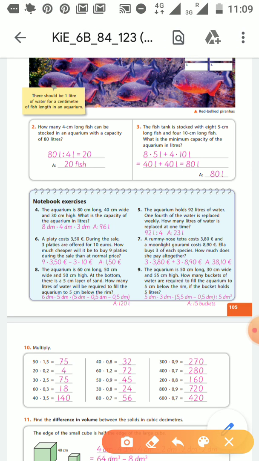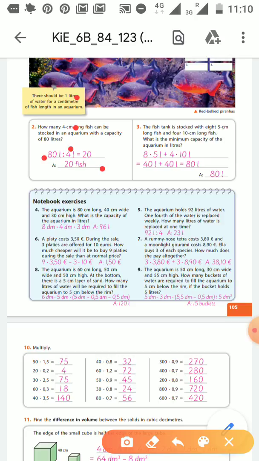Next one, you've got these aquarium questions, and you've got some problems set here. So first question is, how many 4 centimeter long fish can be stocked in an aquarium with a capacity of 80 liters? All right, so we know that there should be 1 liter of water for every centimeter of fish. So if you've got 4 centimeter long fish, then you know straight away that you're going to need 4 liters for each fish. Okay, and if you've got a tank with 80 liters, then you just divide it. 80 liters divided by 4 is 20 fish. Well done if you got that right.